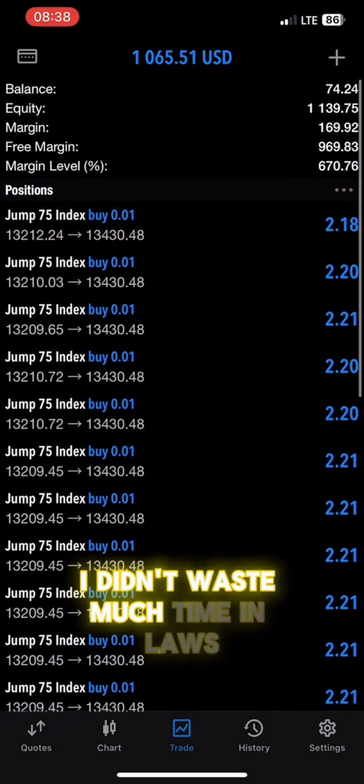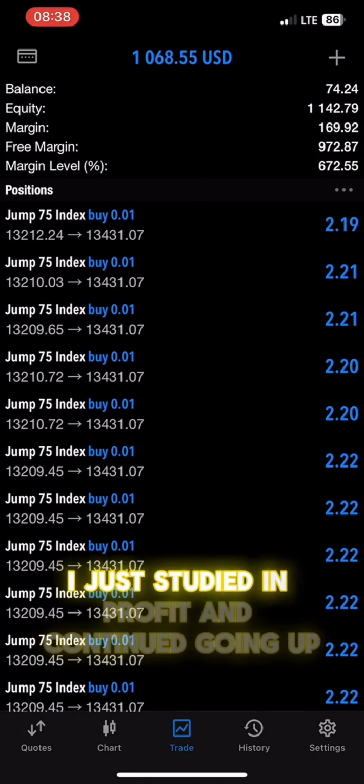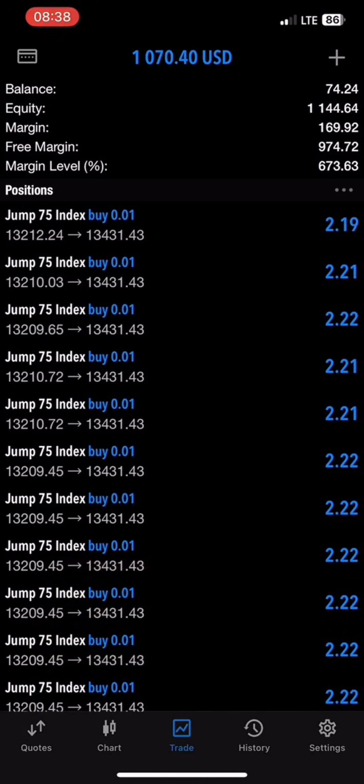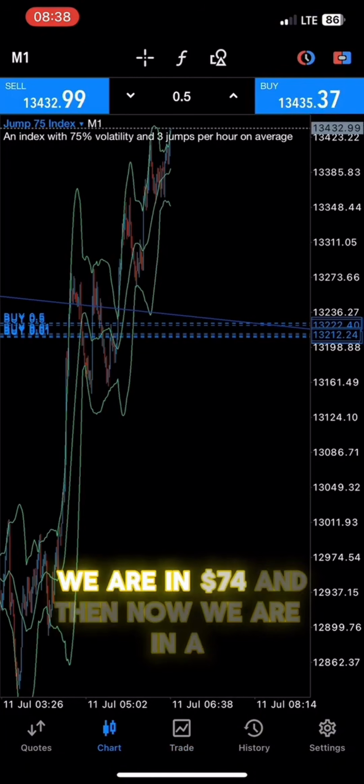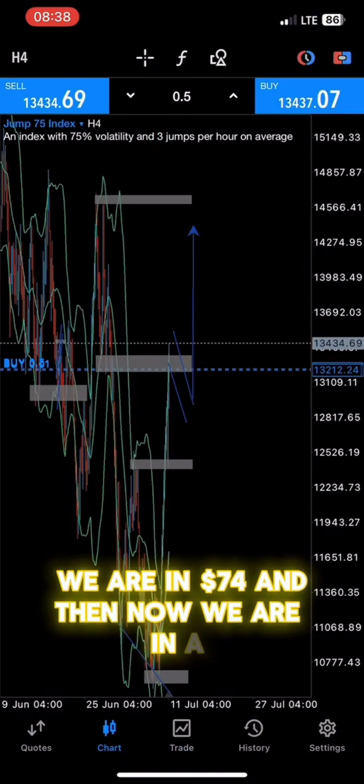I didn't waste much time in loss. I just started in profit and continued going up. So this is a lot where we are in $74 and then now we're in 1,000.